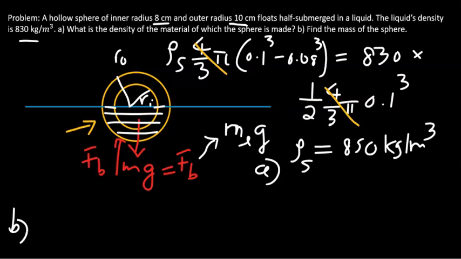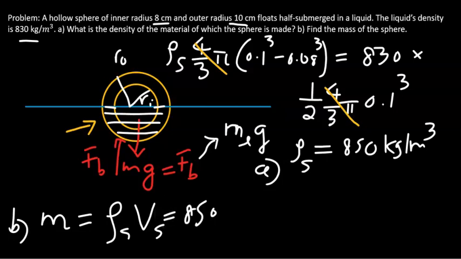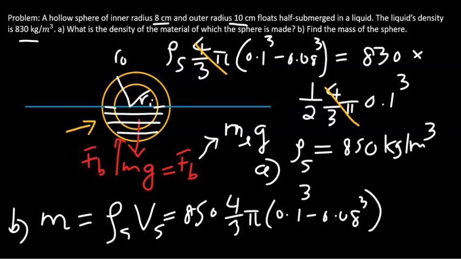Now, having found the density, we can determine the mass of the sphere. The mass of the sphere is the density of the sphere times the volume of that hollow sphere. The density of the sphere is 850 as we have determined. The volume of that hollow sphere is 4/3 pi times 0.1 cubed minus 0.08 cubed, which will give you about 1.74 kg, and that solves the problem.